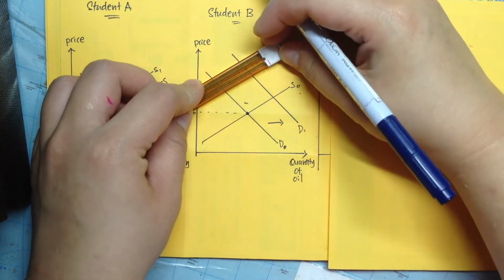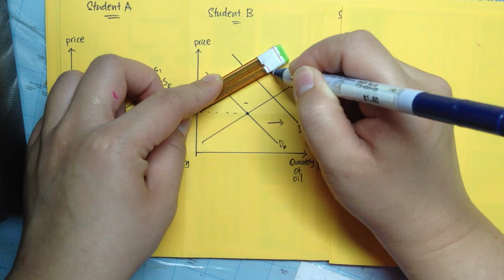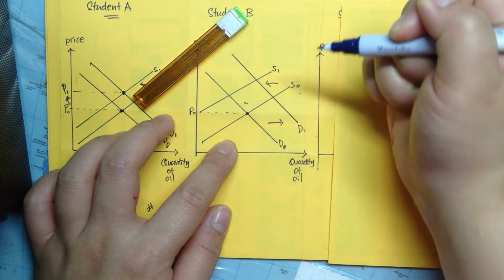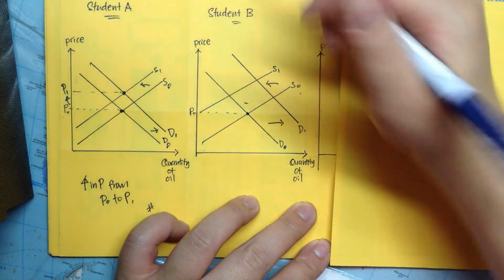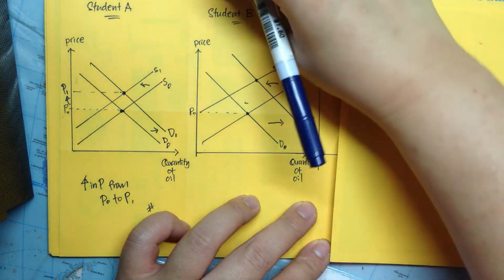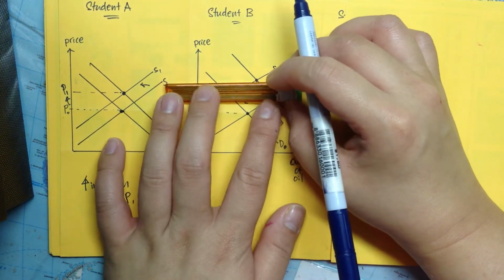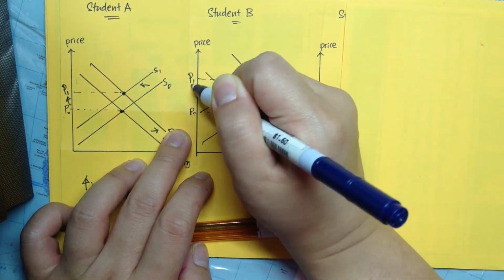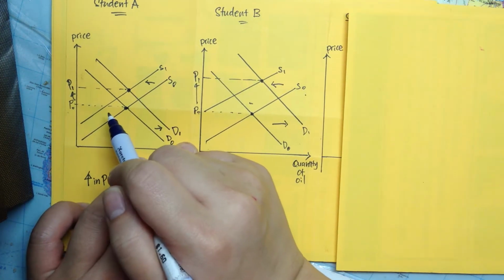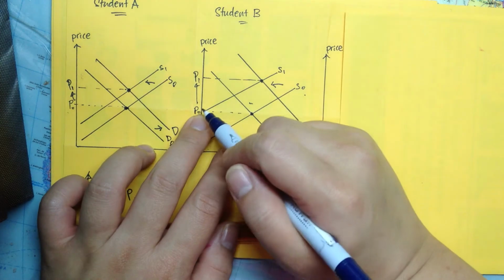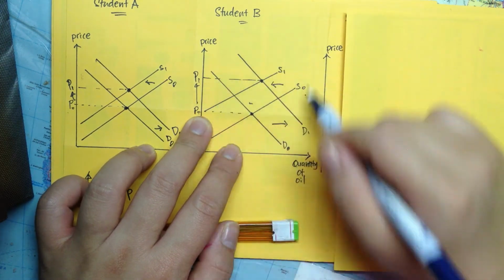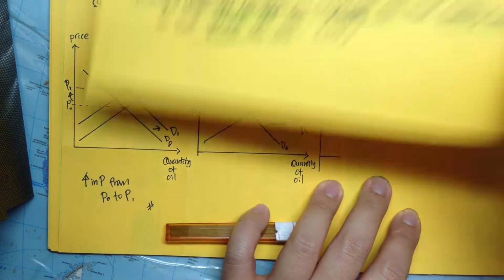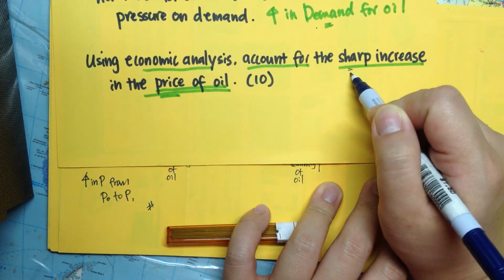And similarly, he will draw a larger extent of the leftward shift of the supply curve from S0 to S1. And as such, since the question is asking for price, this is my new price level, and this is how I will show my increase in the price of oil from P0 to P1. And obviously, as compared to student A, it is a sharper increase, or rather, the increase in the price drawn on this diagram by student B is larger than the increase drawn by student A. So, in a way, it is answering the question, account for the sharp increase in the price of oil.